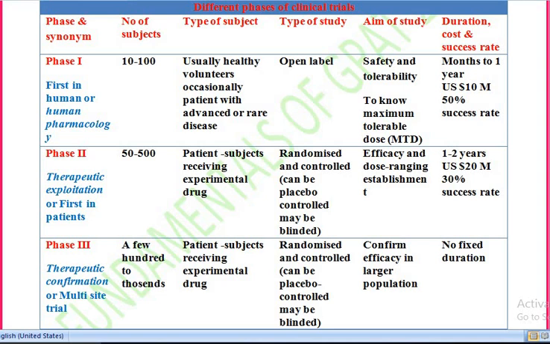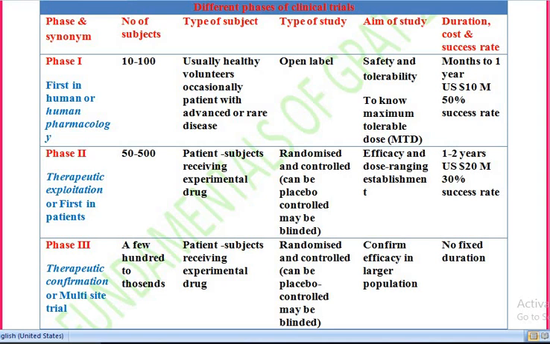Phase first clinical trials is also known as human pharmacology. It is first done in human. Before that, pre-clinical trials exist. After the pre-clinical trials, this is the first phase in human. So it is known as human pharmacology or first in human. So number of subjects involved are 10 to 100. And what type of subjects are? Usually they are healthy volunteers. Occasionally they may be patient with advanced or rare diseases.